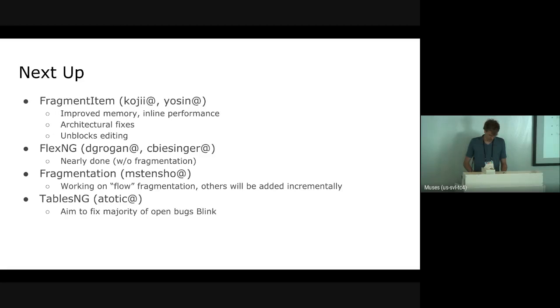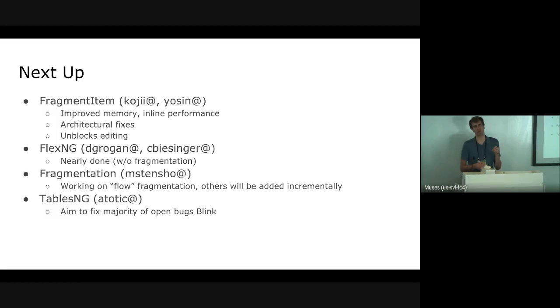This is sort of our next steps here. So we're converting inlines into a flat list. This should improve our memory and inline performance again. We went down a slightly wrong architectural path with our inlines initially. It also means that when we get to editing, that should be relatively trivial. I'm looking at Koji and he's nodding. So Koji is quietly confident, which is good.